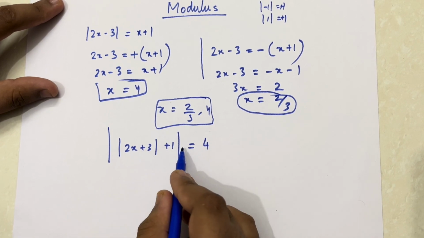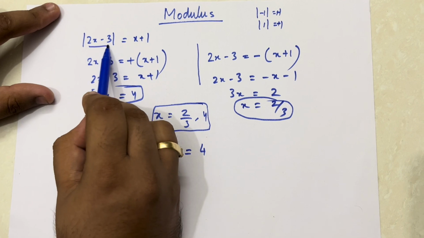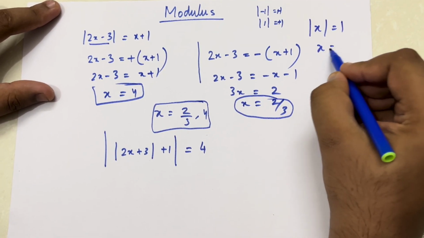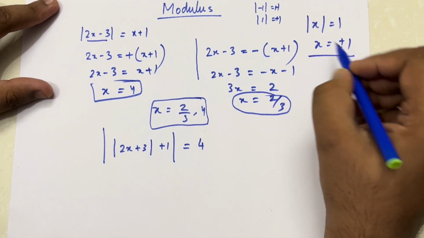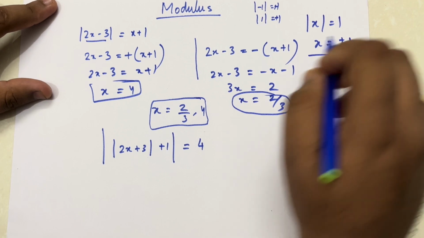If I remove the mod, this value will become plus minus 4. Very simple. So, see, mod x equals 1 means x can be plus minus 1 if I remove the mod. So removing mod means putting plus minus on the other side. Yeah, very simple this is.